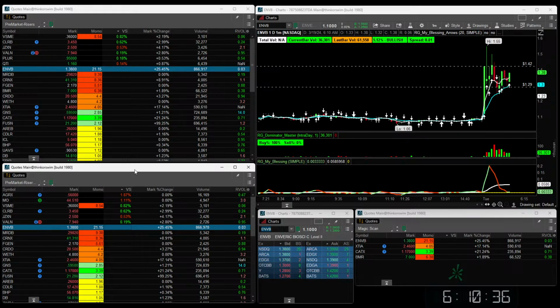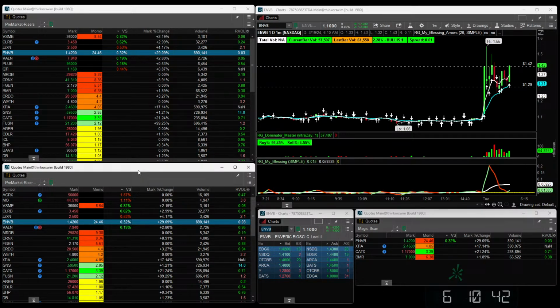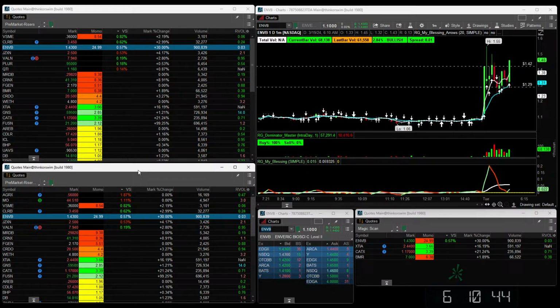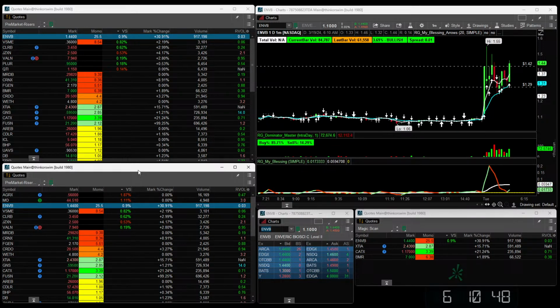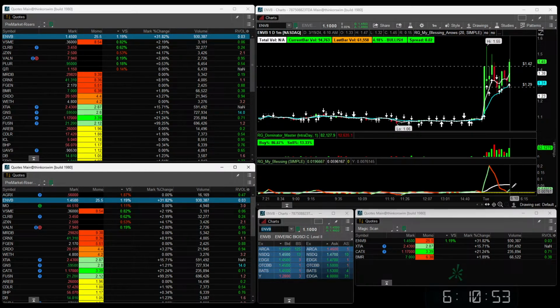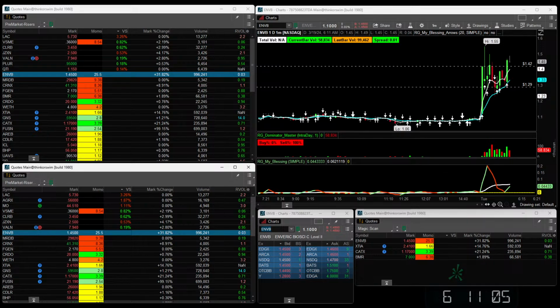Looks like we're holding this price level at around $1.35, $1.40. We could get some buyers come in here and push it up. I'm watching the my blessing indicator coming up off the bottom. It's still above yellow. That's always a good sign. Looks like they are going to push it up a little bit. Let's see if they have the buyers to do it.